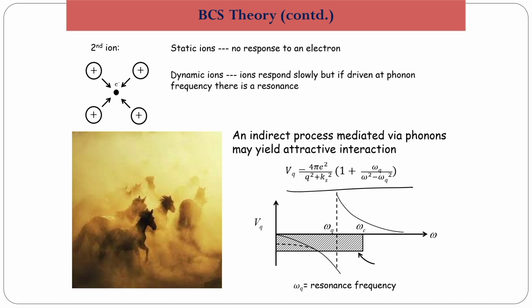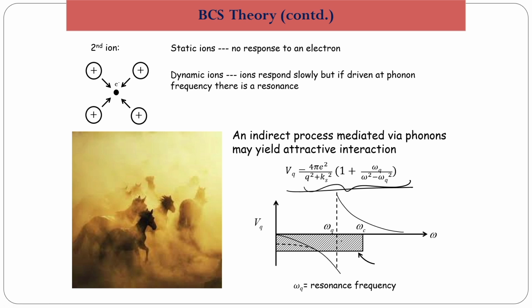Here omega is the total energy of the two electrons, and omega_q is the energy of the phonon. If omega square is less than omega_q square, this term can be negative, and if it overshoots the plus 1, you will have an effective negative sign arising in this equation, and that will give rise to superconductivity. A schematic picture is shown.